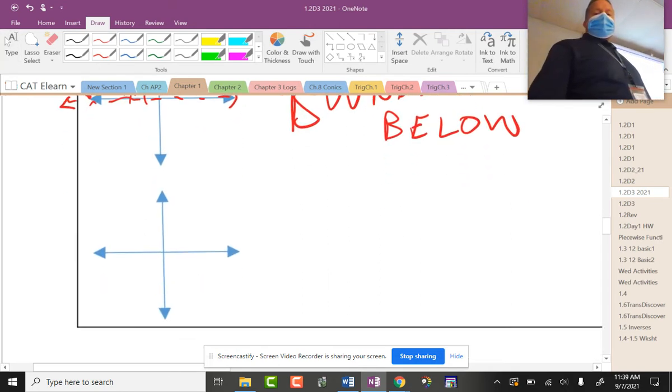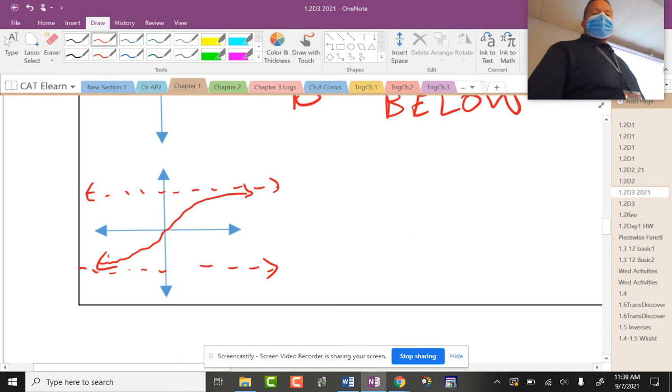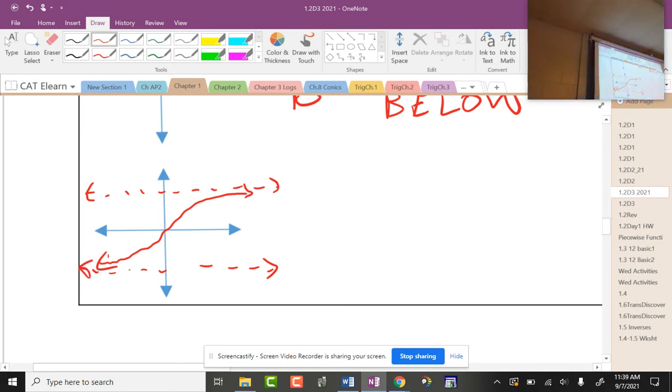And then say you had a picture like this. I at least hope that you know that when I draw that dotted line, what are those dotted lines? 3, 2, 1, go. Asymptote. So you at least know that we have a boundary above and below.